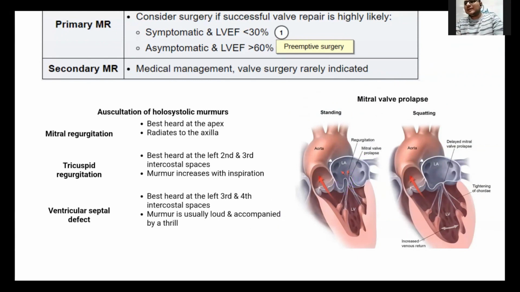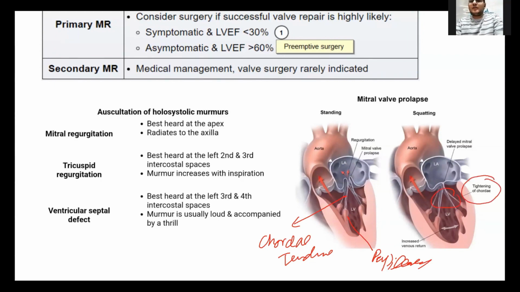And you can see that there is a tensing here. Tensing at this position. There is a tensing of chorda tendini. Chorda tendini are these. These are papillary muscles. Okay. So you can see here that there is tightening of the chorda. The tightening of chorda tendini creates the mid-systolic click.